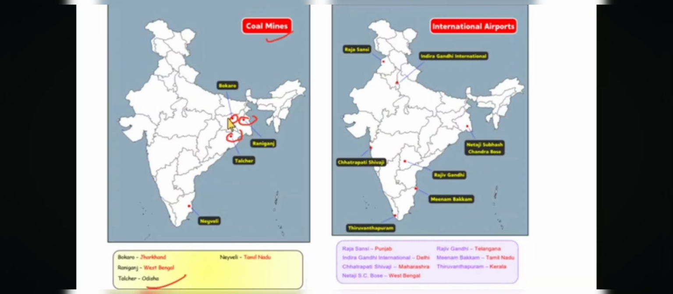Remember, there's a coal mine here, Bokaro in Jharkhand, and another nearby. It's an important coal mine in Tamil Nadu. Well, this one also comes up in the exam.